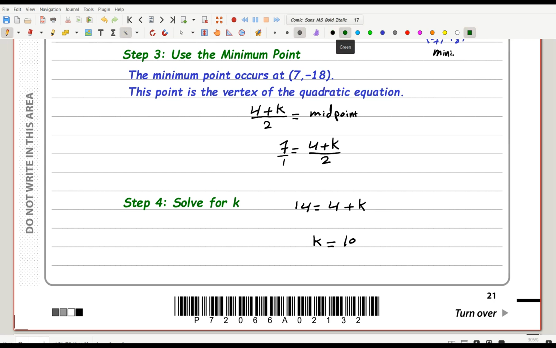Also, you can find the value of k using the vertex form of the quadratic equation. Vertex form is y equals a times (x minus 7) to the power of 2 minus 18. If you don't know how to work it out, please leave a comment and I will help.